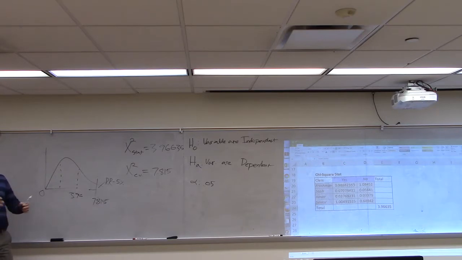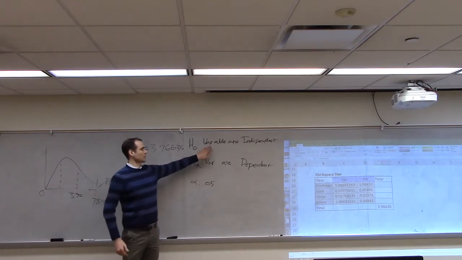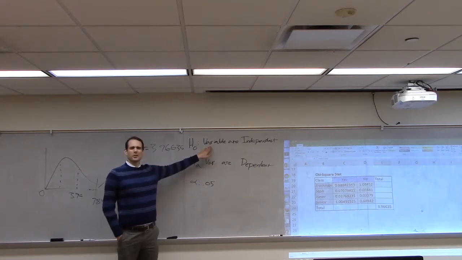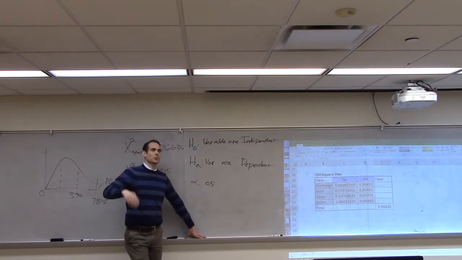Fail to reject. We are failing to reject that the variables are independent. What does variables are independent mean in this case? Your response has nothing to do with what class you're in. Yes, your response has nothing to do with what class you're in.